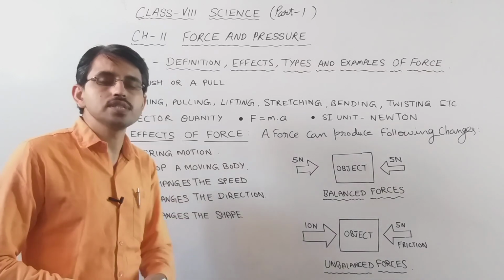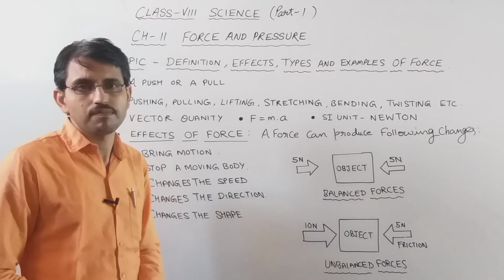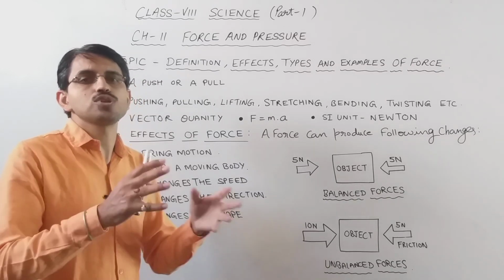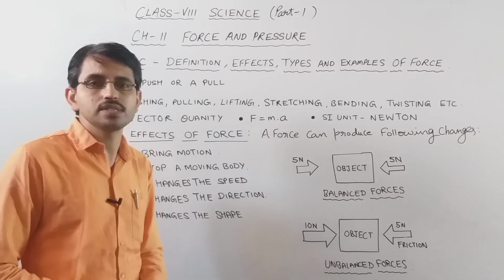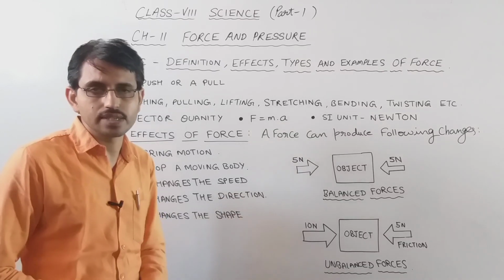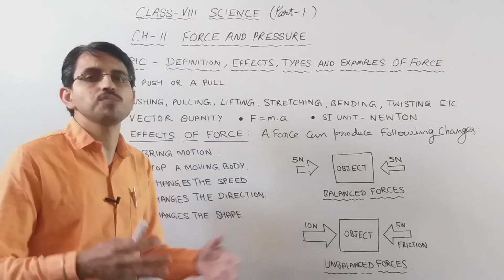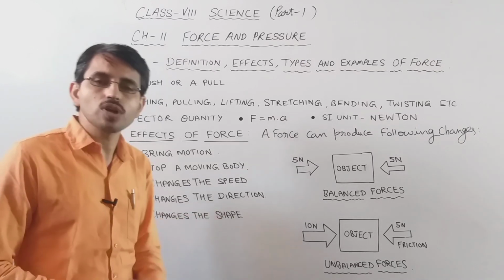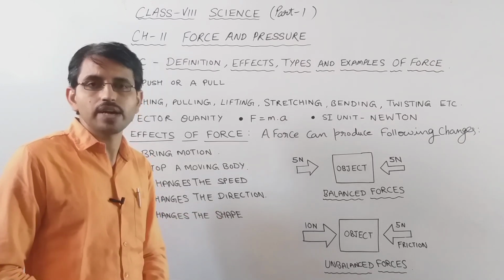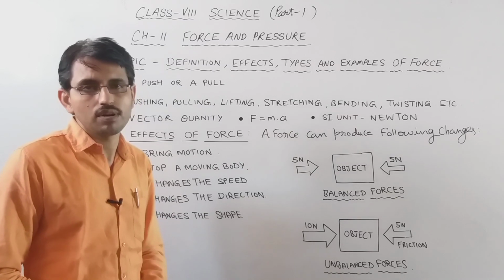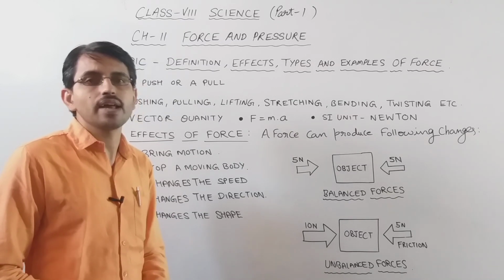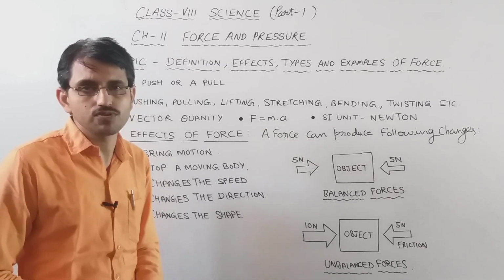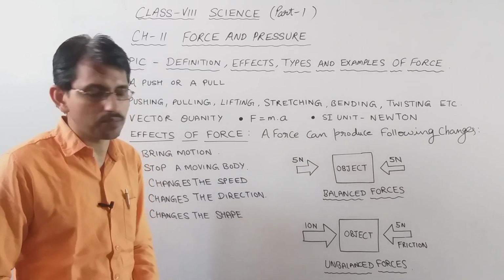Force can also change the speed of a moving object. If a child is riding a bicycle and someone pushes him from behind, then what happens? The speed of the bicycle increases. This means force can change the speed of a moving body. Force can also change the direction of a moving body. In a cricket match, when the batsman hits the ball with the bat, the direction of the ball changes. This is an example of how force can change the direction of a moving object.